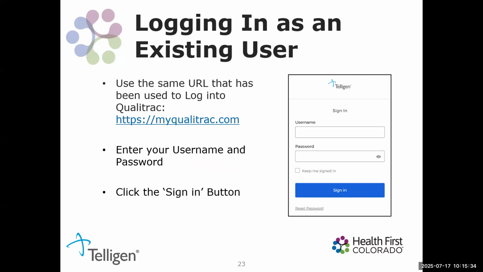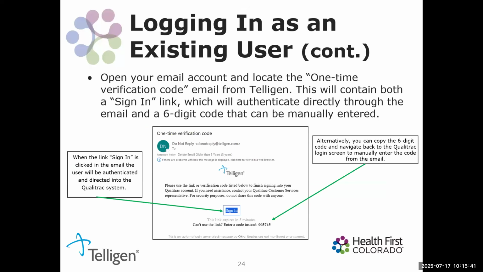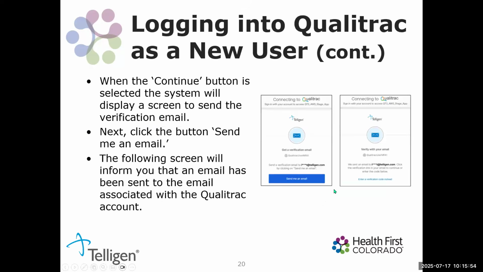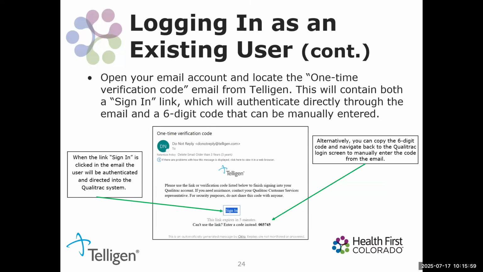For existing users, it's going to be the same process. You'll do your normal sign in, username, password, click your sign in button, and you will get this same thing that says, send me an email. You're going to click on it, and it's going to give you that same exact email that says, how do you want to get in here? And you can just click the sign in button, or you can also use the code.